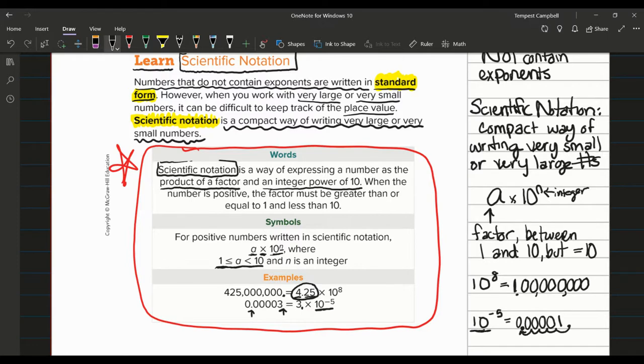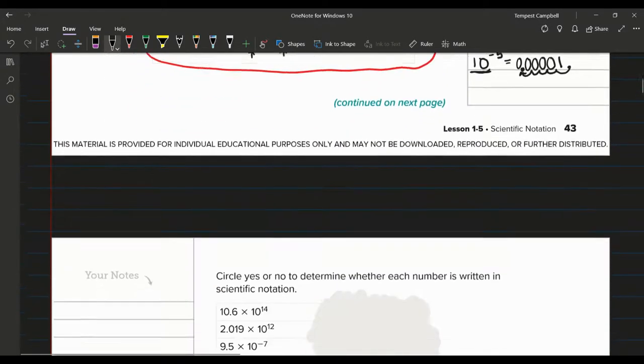Because I'm just talking about my powers of 10. We had our decimal here. So we go 1, 2, 3, 4, 5, 6, 7, 8. So that's 8 bumps. Okay. And we'll talk more about this.